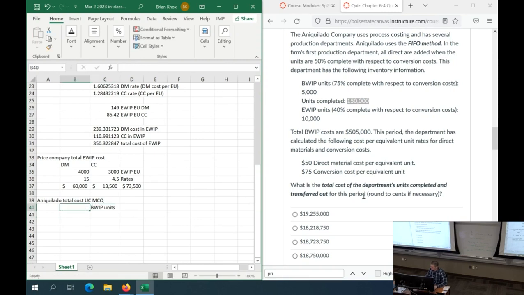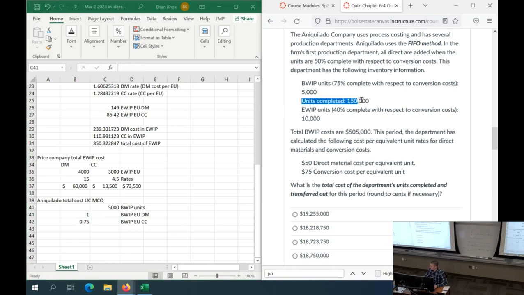units, 5,000 of them. And I'll organize it this way. I'll say beginning WIP equivalent units with respect to direct materials, beginning WIP equivalent units with respect to conversion costs. Let me do one little addition here. We have 1.75. All right, so I'm organizing a little differently than I often do. Maybe I shouldn't, but I don't have to solve for units completed, so I didn't feel like I needed to build a T account. Maybe that's not the right way to go, but this is what I'm doing.